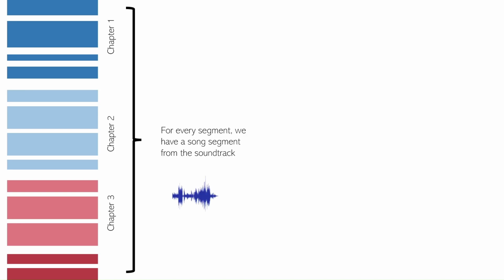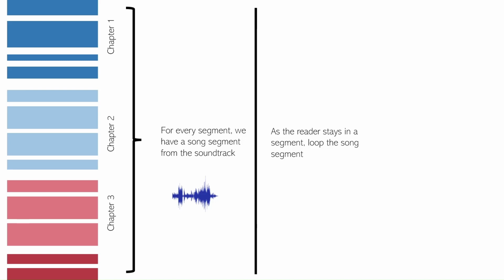Now, to put everything in perspective, we have a book with multiple chapters, each chapter which we've broken down into smaller segments. Now, for each book segment, we have a song segment from the soundtrack, which we've retrieved using narrative and emotion cues. Now, how does the user experience this? Well, as the reader begins to read a book segment, the corresponding song segment will automatically play in the background and loop indefinitely. As a result, our soundtrack is invariant to a user's reading speed.